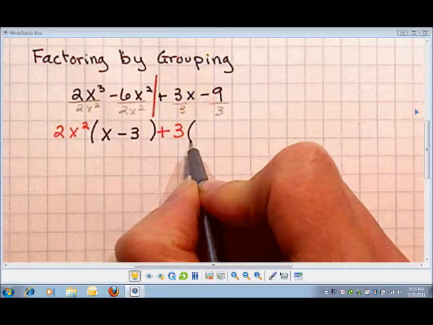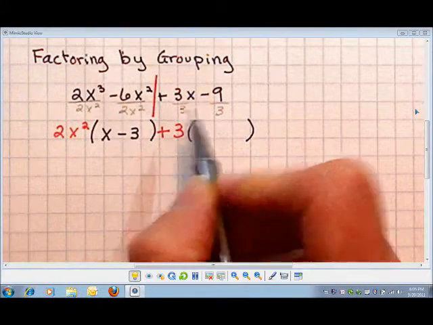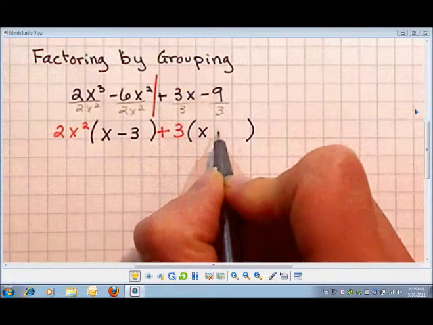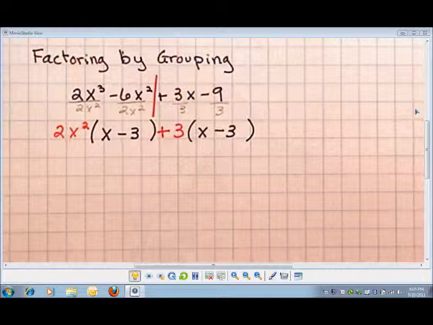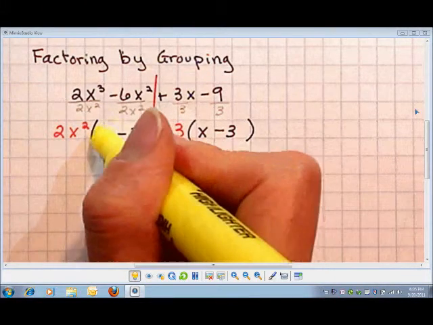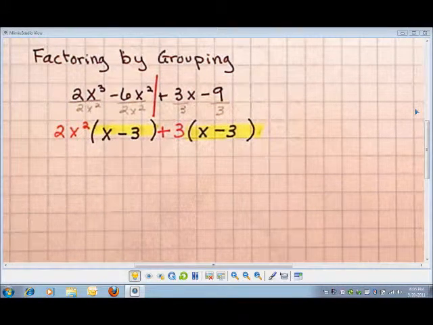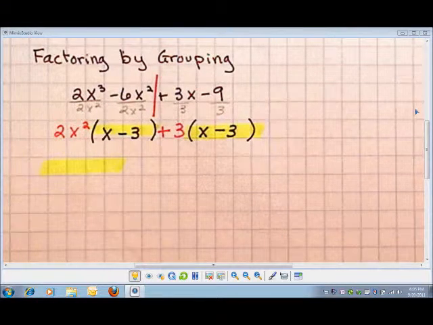So then what do I have after I've divided by 3? Well, 3x divided by 3 is x. Negative 9 divided by 3 is negative 3. Notice my binomials are the same, so I can factor them out.